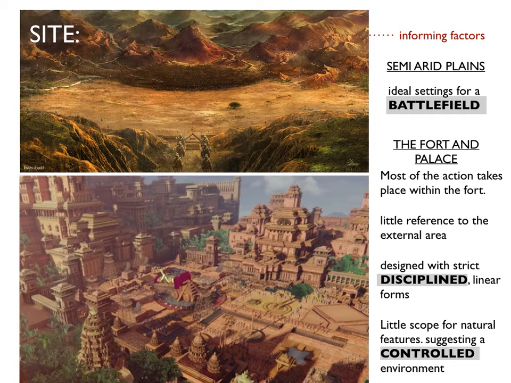Informing factors. Mahishmati Fort is constructed atop a hill overlooking arid plains. The plains make the battlefield and the fort appear formidable and impregnable. Everything in the setting suggests martial qualities.